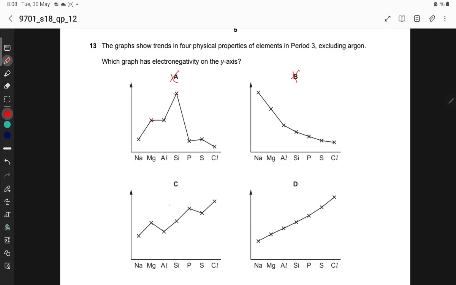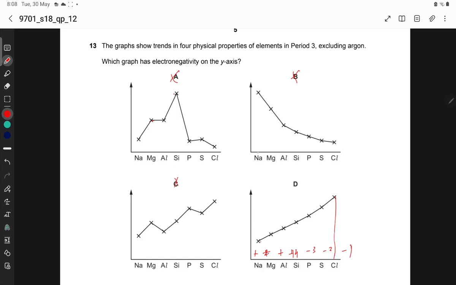Option C is also incorrect because this is not a general trend: increase, decrease, increase, decrease. Electronegativity is going to generally increase across the period. First sodium is electropositive, magnesium is electropositive, aluminum is electropositive, then plus 4, then electronegative: minus 3, minus 2, minus 1. So chlorine is the most electronegative element.